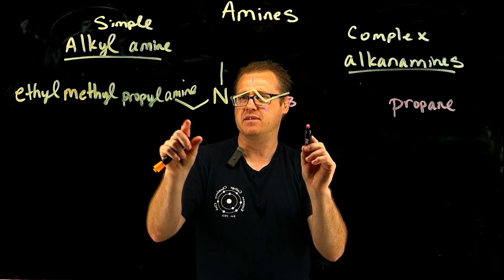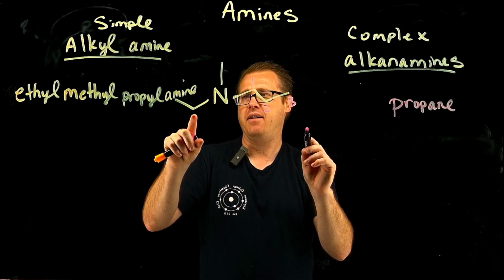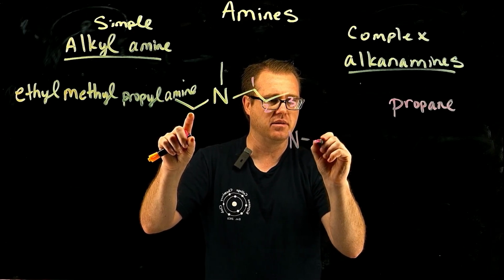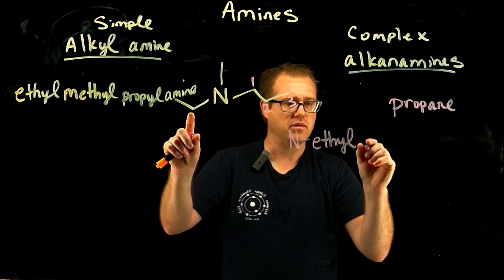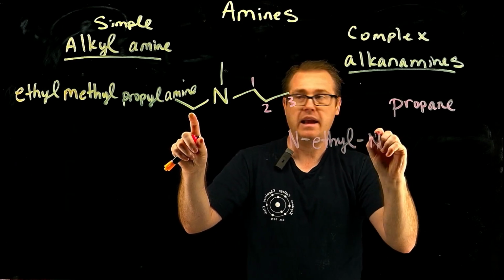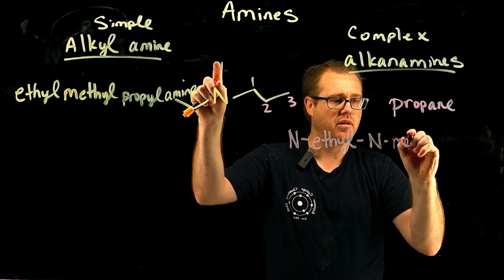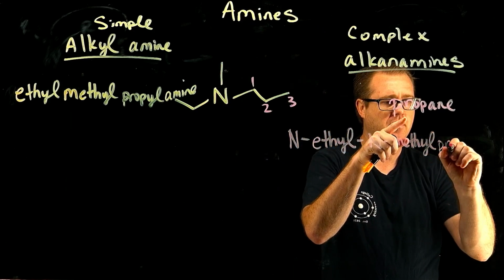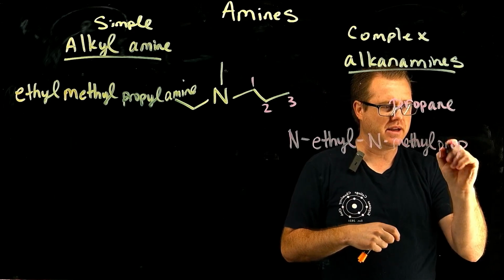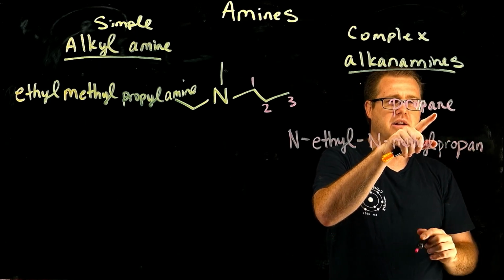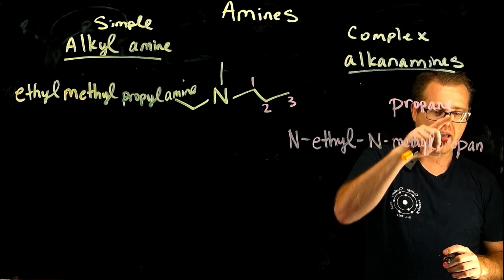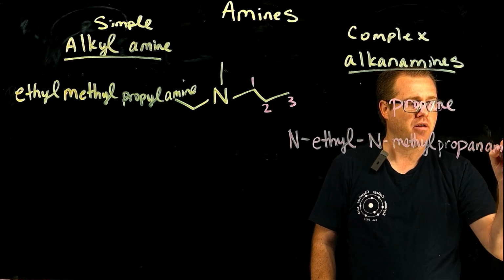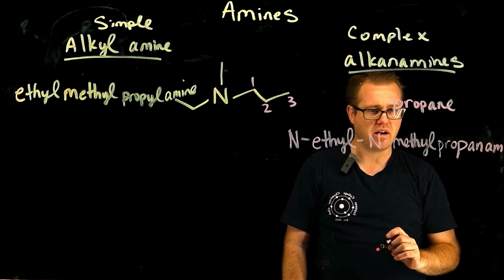So we can give myself some more room here. Now we have an N-ethyl. All right. And then an N-methyl. And then we have propane. I'm going to run out of space. Got to drop the E and replace that with what? The suffix, which is amine. Did you? We cut that off.